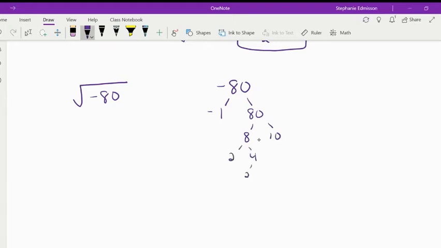4 is 2 times 2, and we're done on that side. Those are all primes. 10 is 2 times 5. 2 and 5 are both primes, so we're done with that. And -1 is a prime.